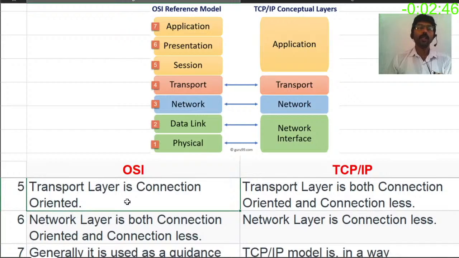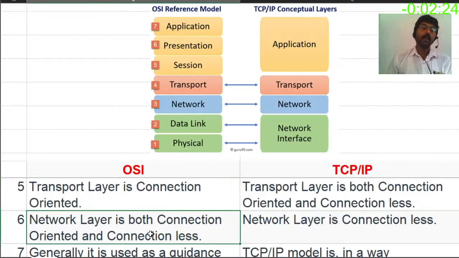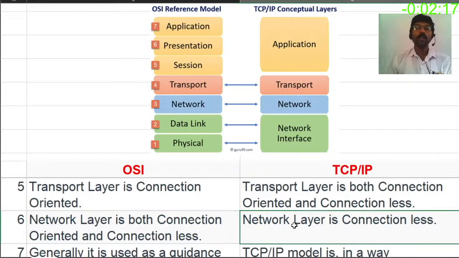In the OSI model, the transport layer is connection oriented. In the TCP/IP model, the transport layer is both connection oriented and connectionless. Both types of connection are there. In the OSI model, the network layer is both connection oriented and connectionless. But in the TCP/IP model, the network layer is only connectionless.